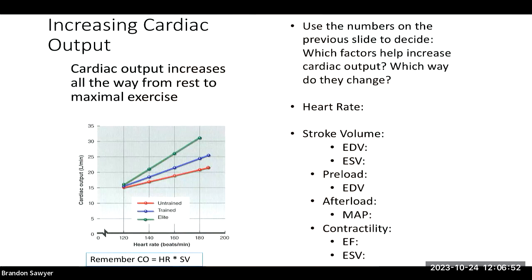This is looking at heart rate versus cardiac output. We're seeing that we have this linear increase in cardiac output all the way up to maximal exercise, and it's based on these numbers changing. So look at those numbers, and over here you're writing in, does it go up, does it go down, and how does that affect each one? Go ahead and work on that for a second, and then we'll come back together and go through it.